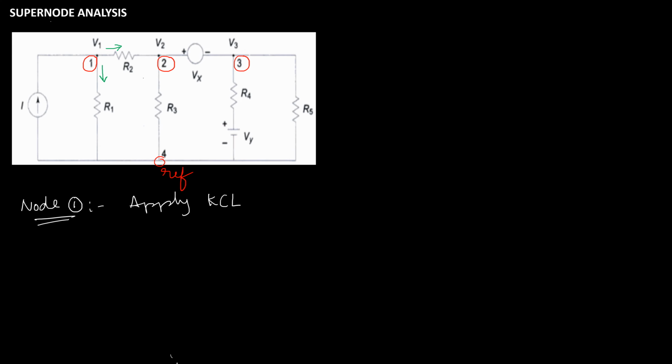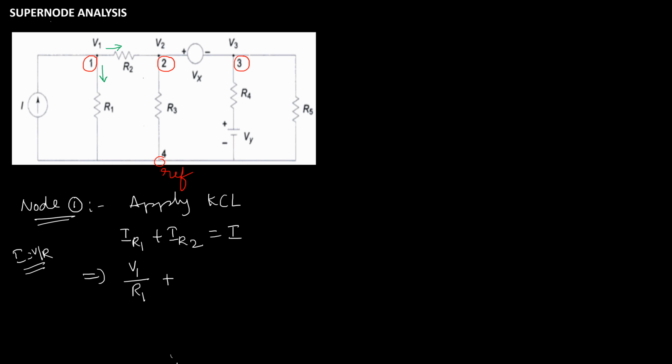So here the current source I is an entering current towards node 1. So first let us write: current flowing through R1 plus current flowing through R2 is equal to I, according to KCL. Okay, so what is current according to Ohm's law? I is equal to V by R is the formula, right? Now voltage across R1 will be V1 minus 0, that is V1 by resistance R1.